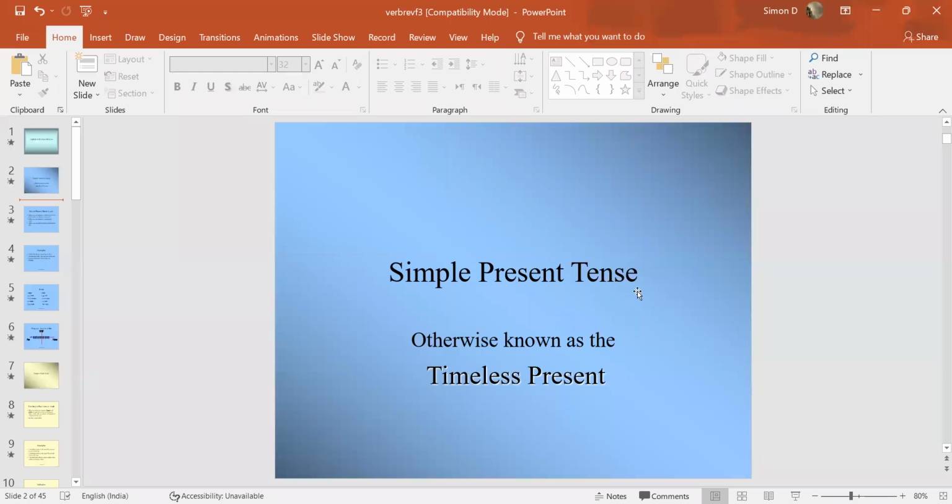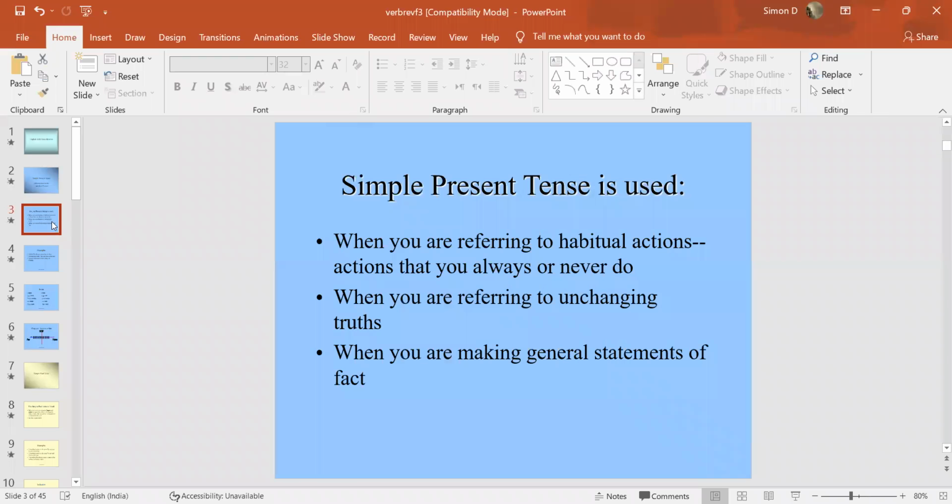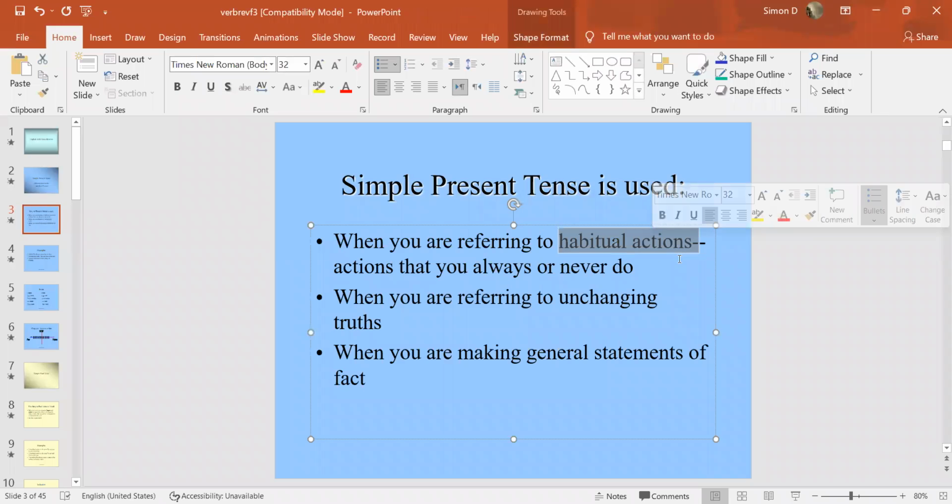It's also called timeless present for a reason, right? It is mostly used to describe habitual actions that you do. For example, I go to college, or she goes to college. She goes to St. Mary's basically. That is a habitual action that she does.